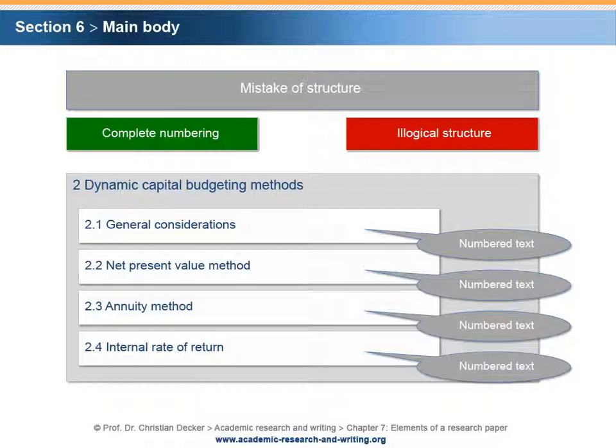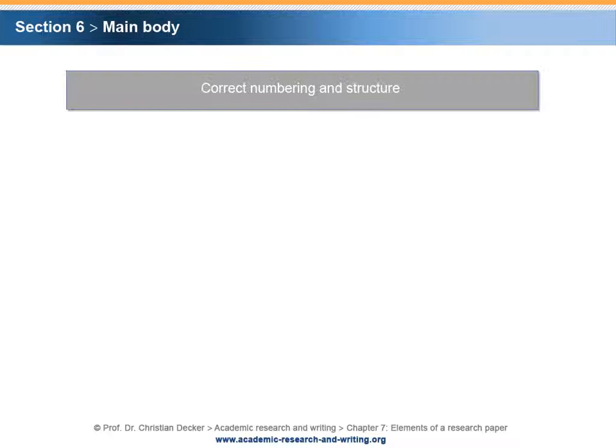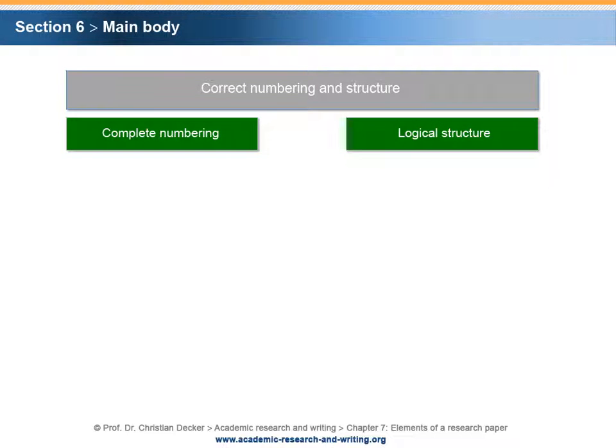Section 2.1 addresses general considerations. Sections 2.2, 2.3, and 2.4 address specific methods. Therefore, the structuring has to be adjusted in a second step. The following graphic represents the correct final structure of the sample chapter with complete numbering and a logical structure.